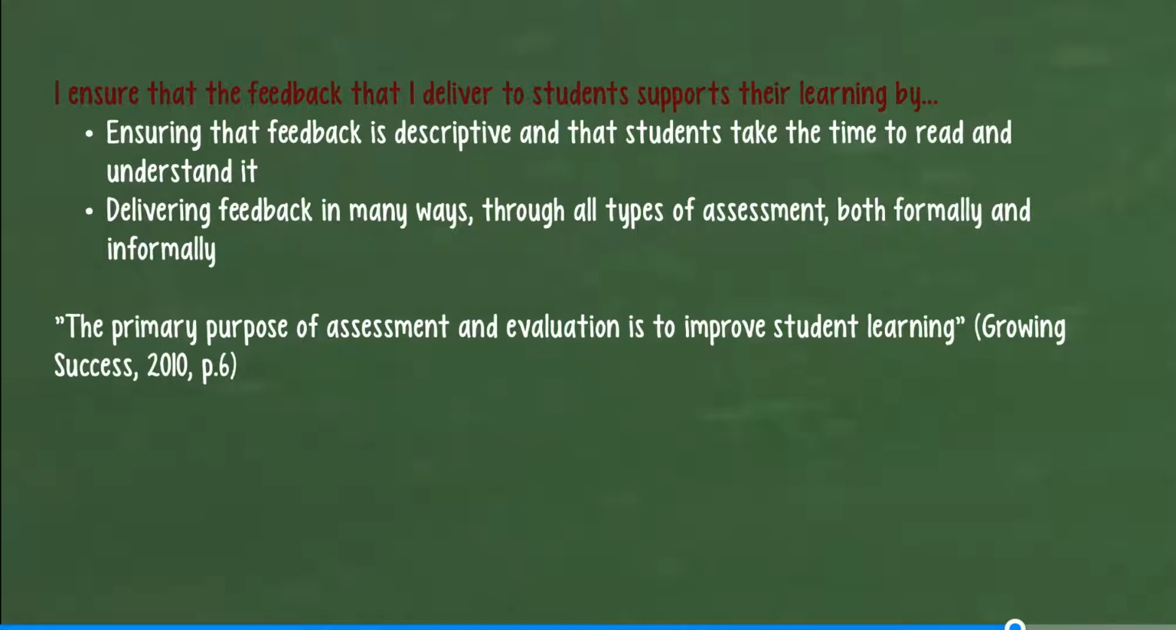I also ensure that I deliver feedback in many ways through all types of assessment, both formally and informally. This refers to incorporating diagnostic or pre-assessment, formative and summative assessment practices into each lesson.